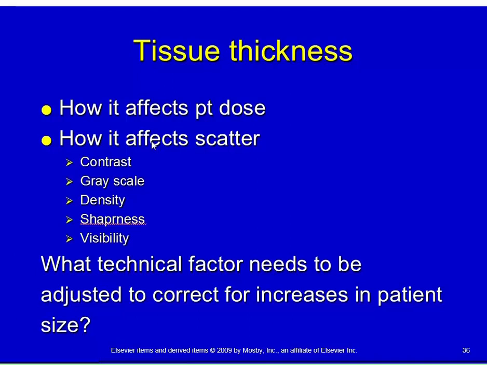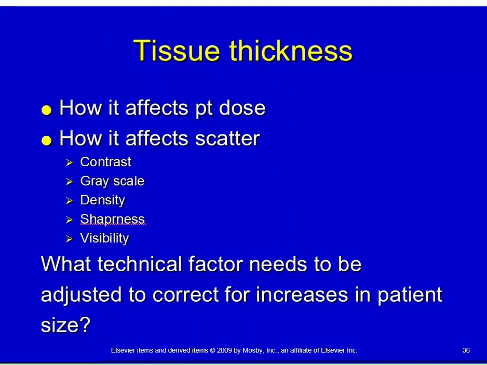So because contrast, grayscale, and visibility are already affected by tissue thickness, then the technical factor that we need to adjust is the one that does not also affect contrast, grayscale, visibility, and that would be we want to adjust our mass.